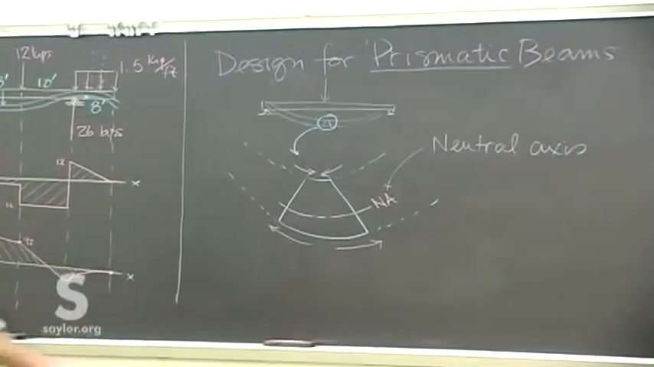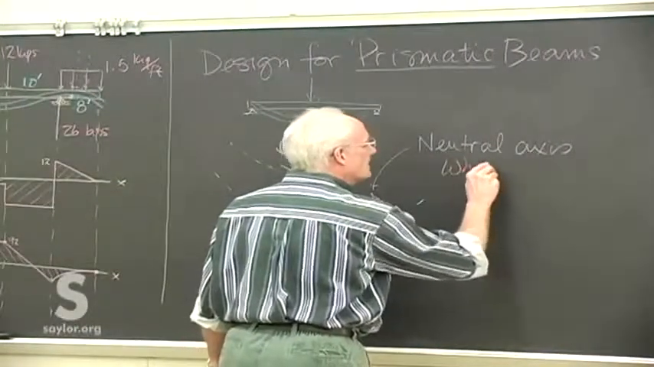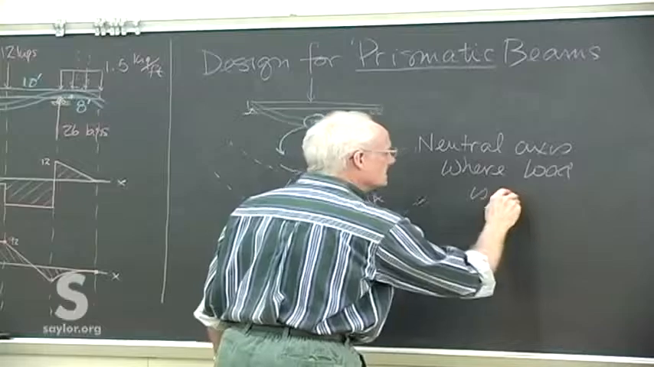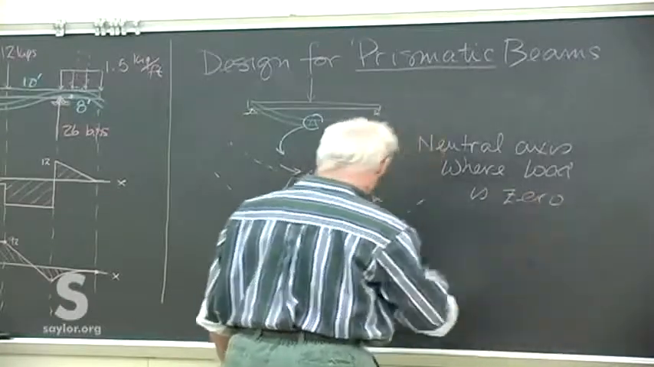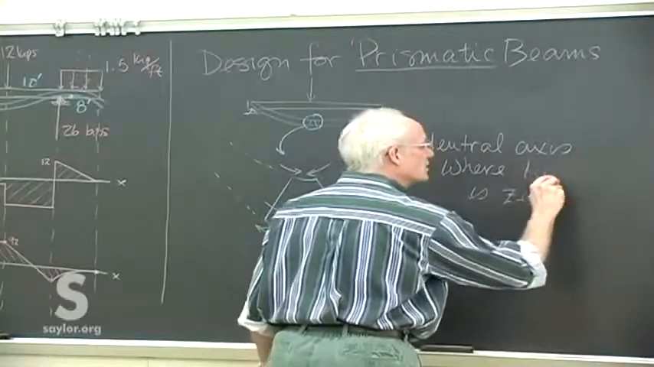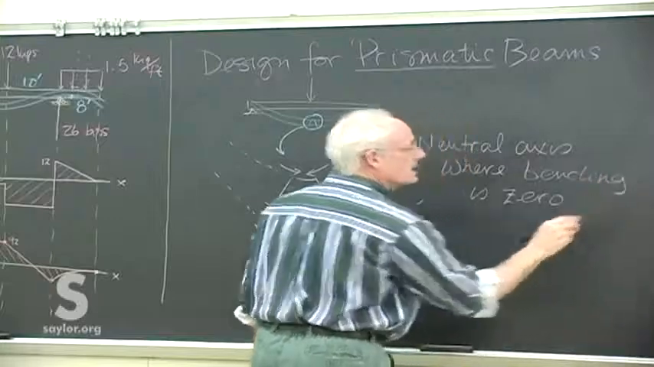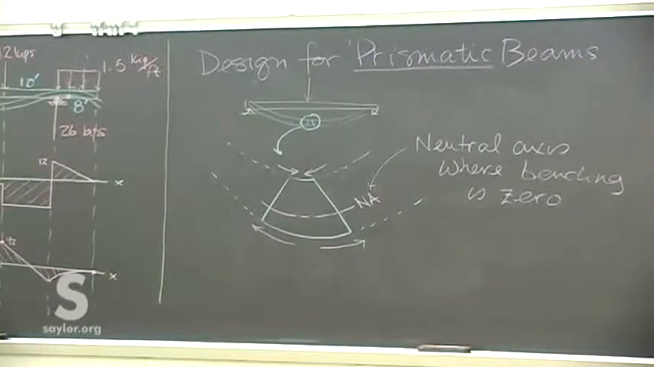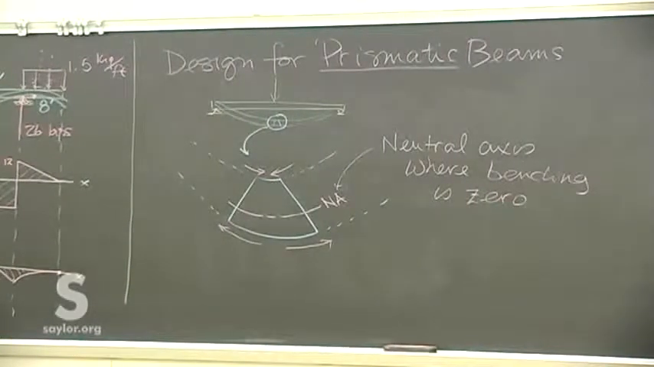NA stands for neutral axis. And that's where the load is, actually I don't want to say the load. I want to say that's where the bending is 0. Because we could still have shear there. So the load might not be 0 in its entirety, but we're only looking at the bending right now. So there's some neutral axis. I don't know where yet. I know where. You don't know where yet, where the bending is 0.